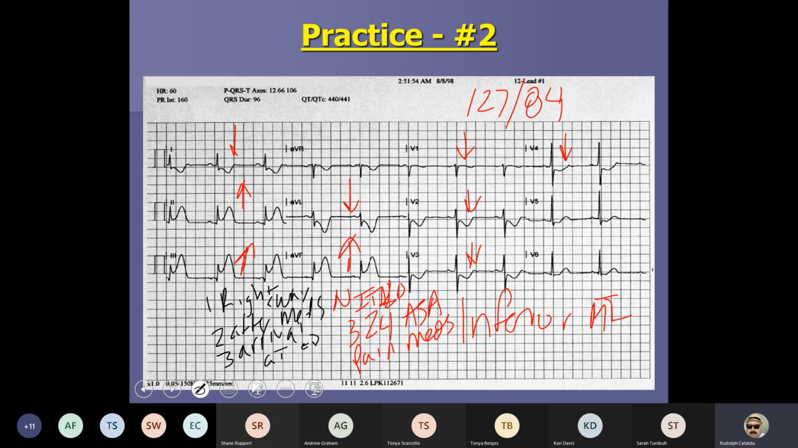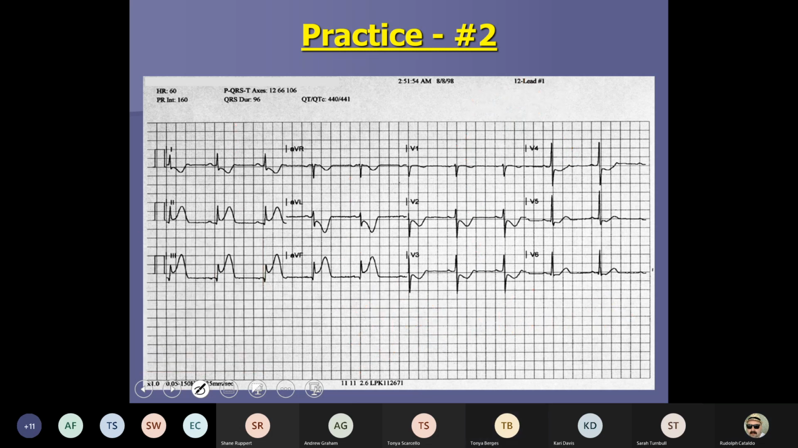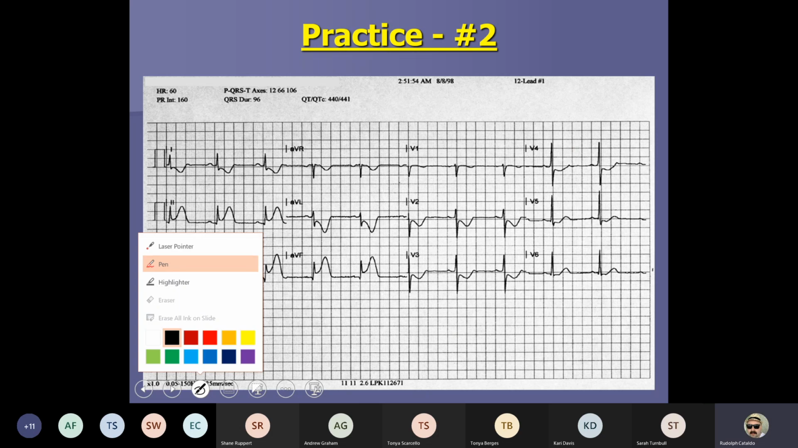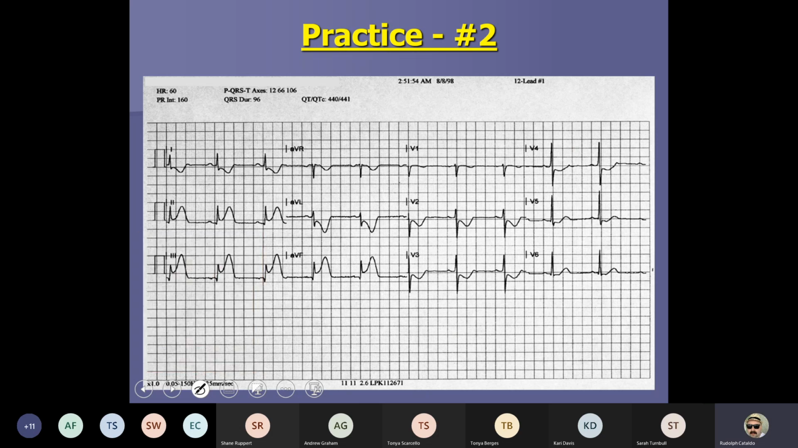I like that. Anybody have any questions about that? Anybody have any questions about how we saw elevation, depression, or any of that? I'm literally making it as easy as possible for you guys. It's not as hard as I make it sound. I promise.